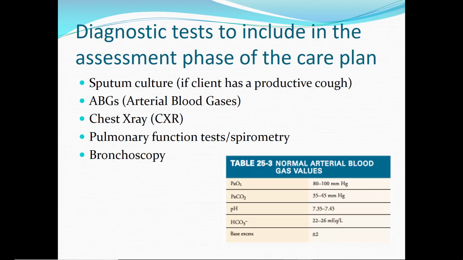So we're going to include diagnostic tests in our assessment also if they're indicated. So think for a second of when arterial blood gases would be indicated. This is going to be for an asthma exacerbation, for COPD exacerbation, for pneumonia with respiratory distress, or if your patient is showing respiratory failure.